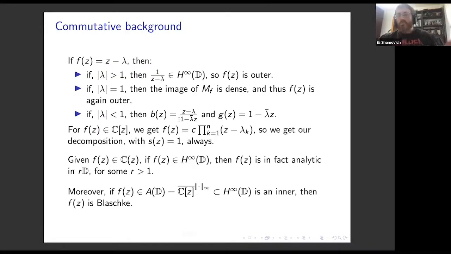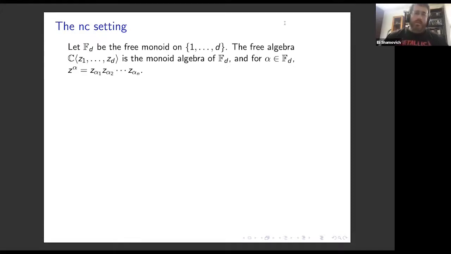Okay, now I would like to take all this theory and move it to the non-commutative setting. This part of the talk will slightly overlap with Rob's talk a couple of days ago, so the notation will be similar, but I will recall it nonetheless. We start with the free monoid on d letters. And I replace my polynomial ring with the free algebra, which is the monoid algebra of this free monoid. And for each alpha, I have these monomials.